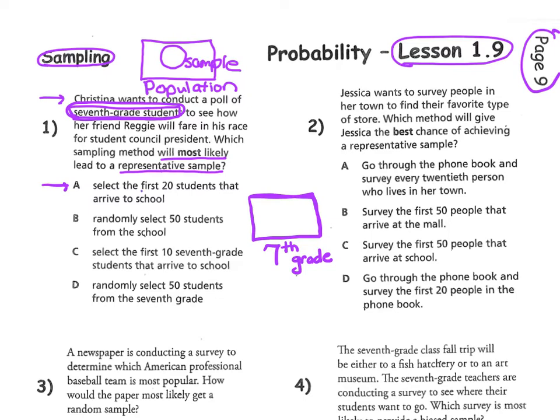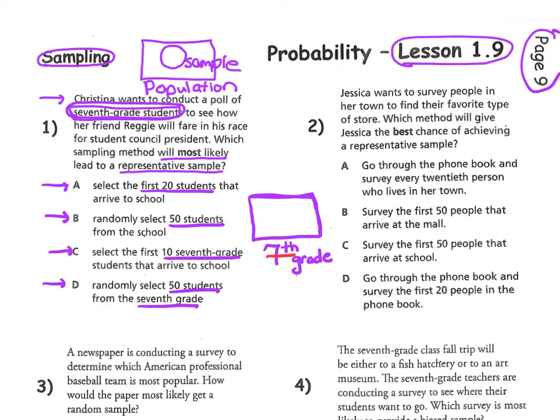A, select the first 20 students that arrive at school. B, randomly select 50 students from the school. C, select the first 10 7th graders that arrive at school. And D, randomly select 50 students from the 7th grade. Well, let's talk about them one by one before we make our decision.